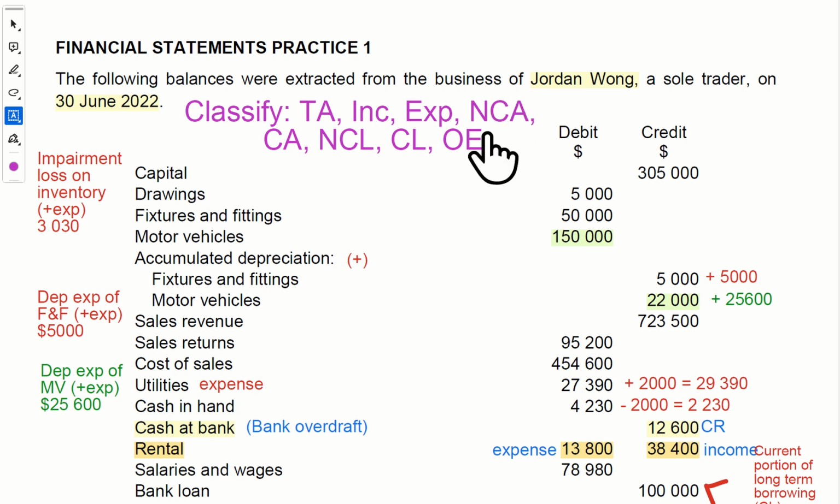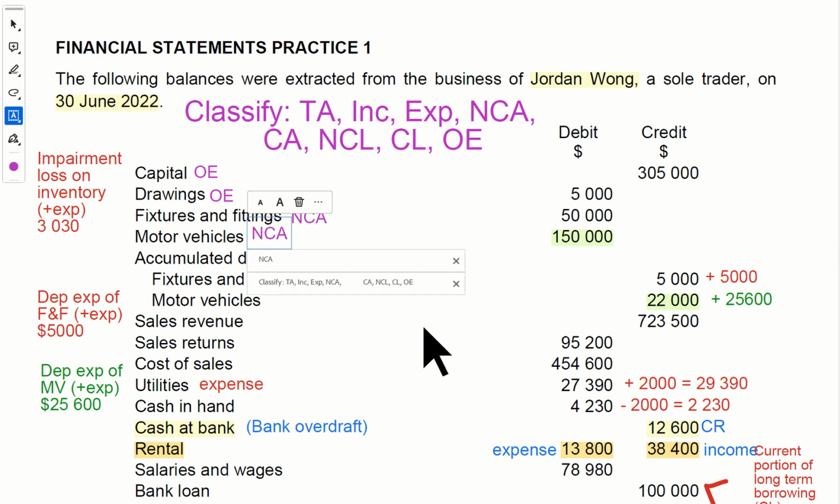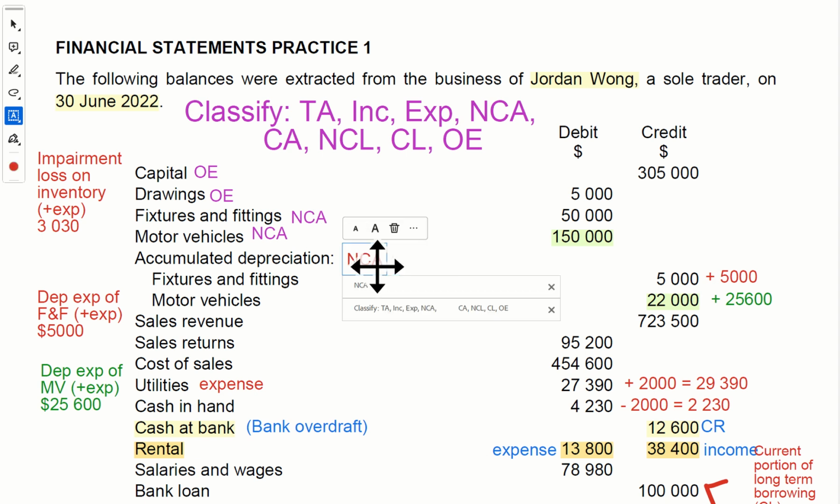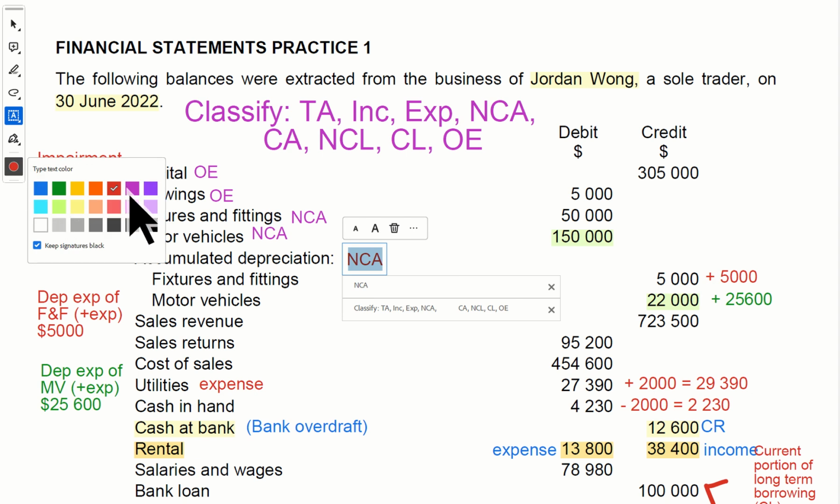Okay, so I go one by one and I classify. First one, capital is an OE, so I'm going to classify it as OE. I'll just write OE. Drawings is an OE. Fixtures and fittings is under NCA. Motor vehicles is also under NCA. The entire accumulated depreciation is also NCA.